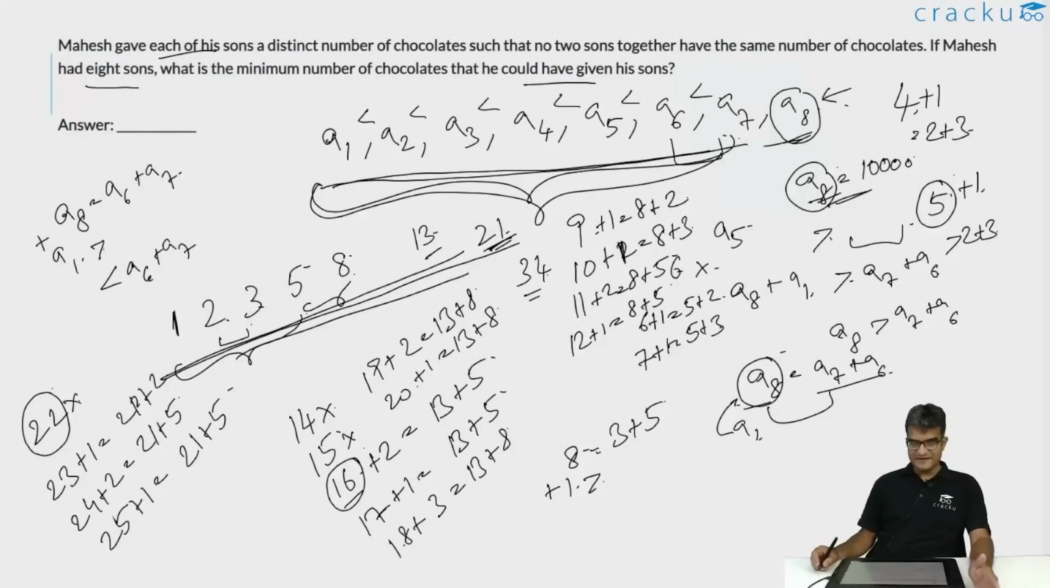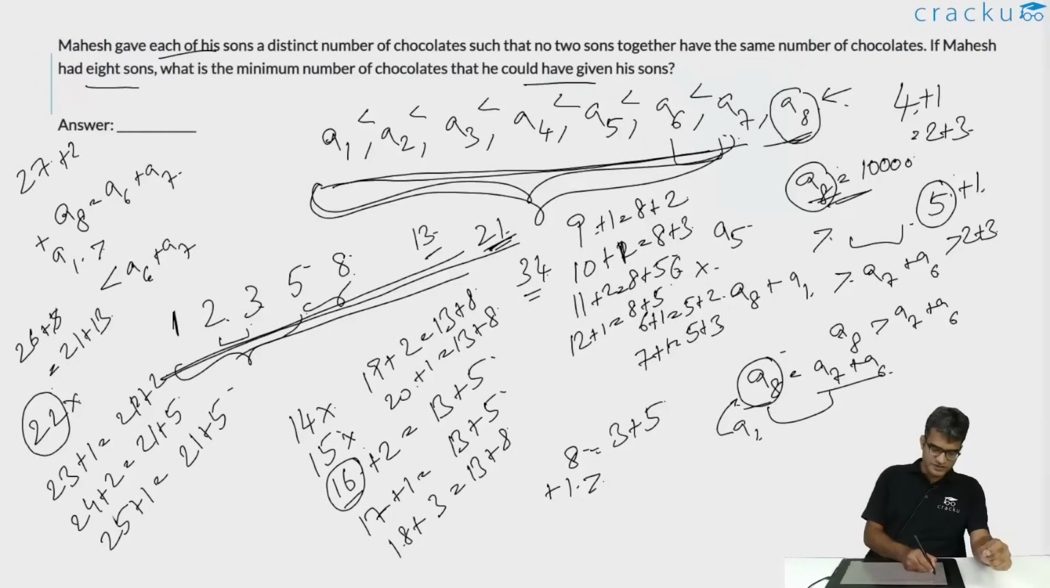For 26, the difference is 5 from 21. So that is 13 minus 8. So 26 plus 8, sorry, is equal to 21 plus 13. So it won't be true for 26. Will it be true for 27? 27 and 21 differ by 6, which is the same as 8 minus 2. So 27 plus 2 is equal to 21 plus 8.